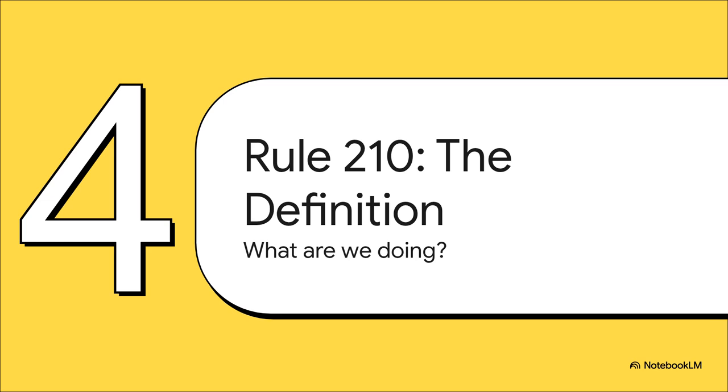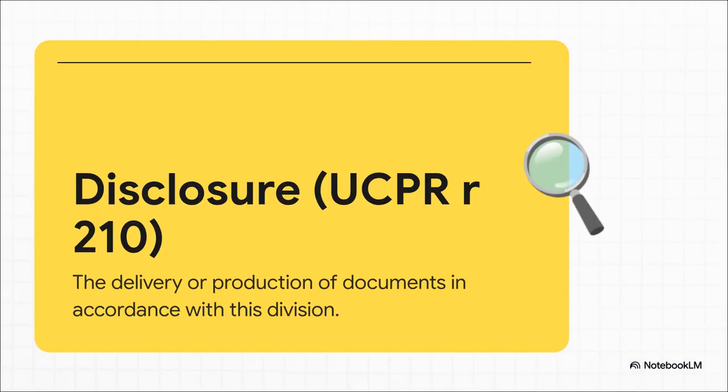Okay, let's move to the next logical step. Let's say you've established that disclosure applies, either automatically or because you got a court order. So, what is it? What are we actually doing here? Rule 210 gives us the simple answer. See? Rule 210 gives us this really simple, direct definition. Disclosure is just the delivery or production of documents. You might have heard the old term for this, discovery, which has its roots way back in the old English Court of Chancery. But today, under the UCPR, we call it disclosure.